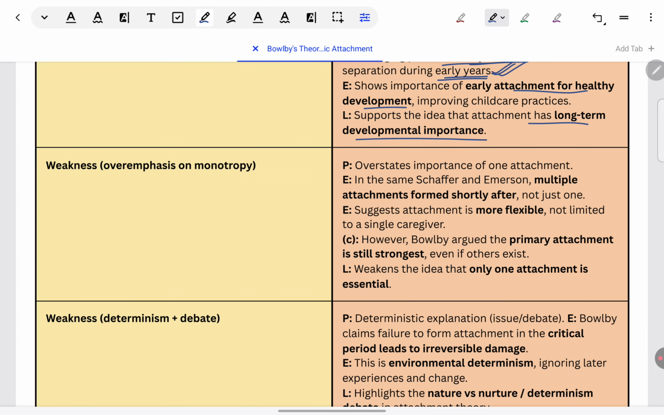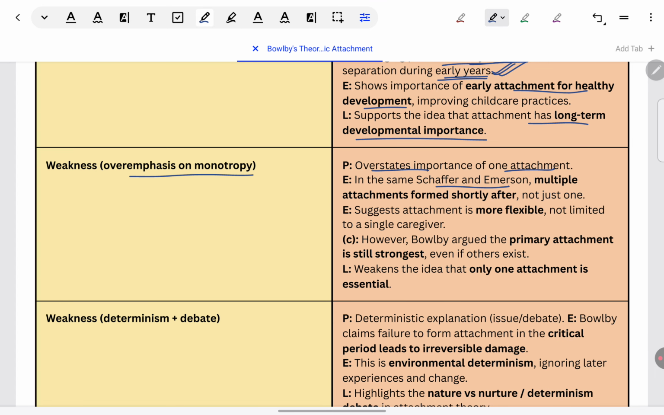Now coming to the weaknesses of Bowlby's theory. One is there is too much emphasis on monotropy. No doubt monotropy is there, but not all researchers agree that monotropy is the most important thing, or that throughout life it is the only one which will be influential. Others feel it's important but not as important as Bowlby has suggested. So let's see what other researchers are saying. They are saying there's an exaggeration of one attachment.